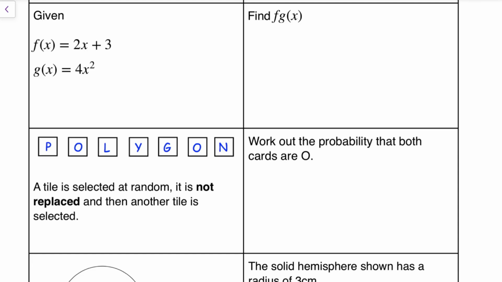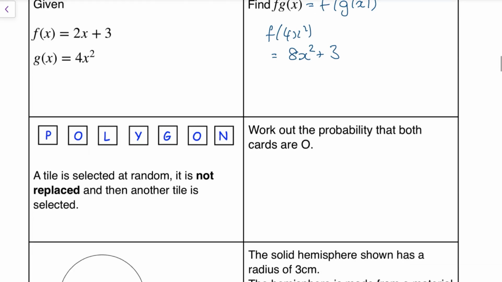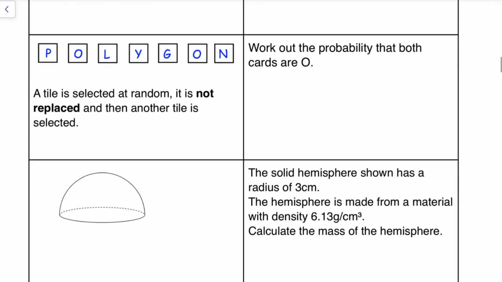Given f and g, which gives me a function, gives me another function, find f of g of x. Well, let's remember that means what is f of g of x. In other words, I am doing f of 4x squared. What does f do? f multiplies by 2 and adds 3. So 2 lots of 4x squared is 8x squared, and then I just add 3, and question done. That was a fairly straightforward question after the last one.